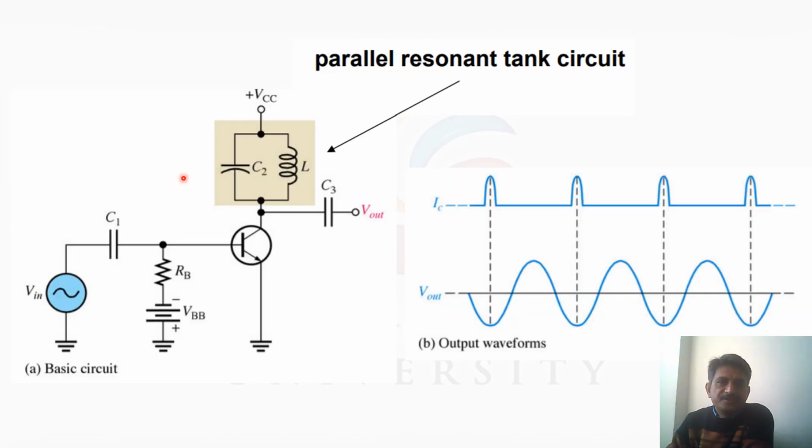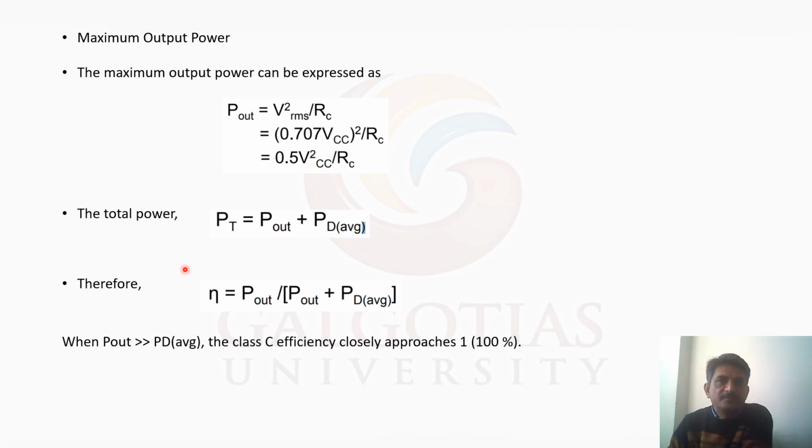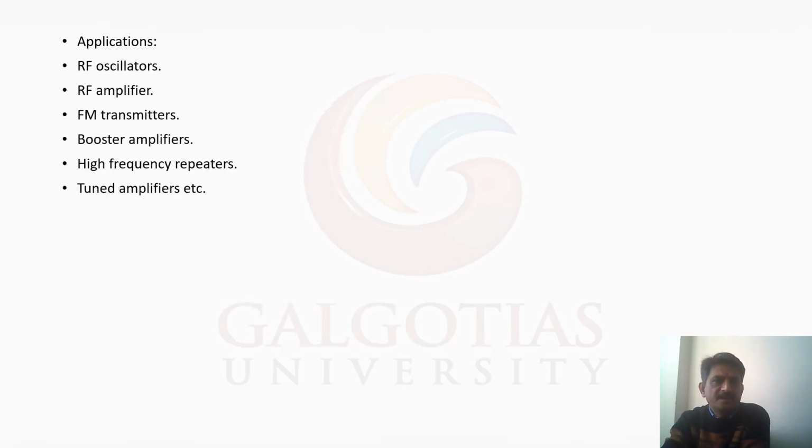This is the parallel resonant tank and the output waveform. That is the IC. This is the V output that we are getting. So the maximum output power is P out equals VRMS squared per RC. Total input will be P out plus P average. So eta will be equal to P out upon P out plus P average. When P out is much higher than P average, the class C efficiency approaches 1, that is 100%. The applications are RF oscillators, RF amplifiers, transmitters, boosters, and amplifiers.